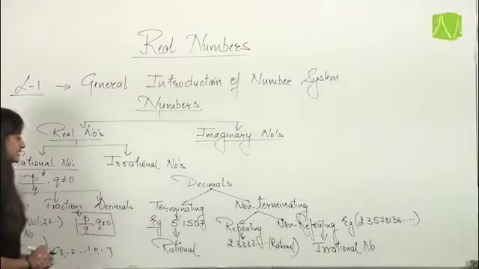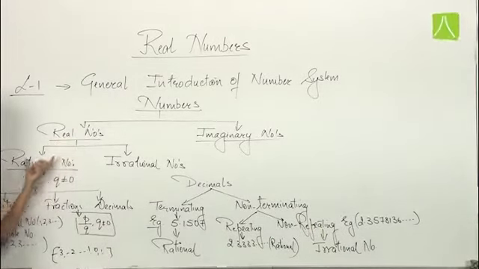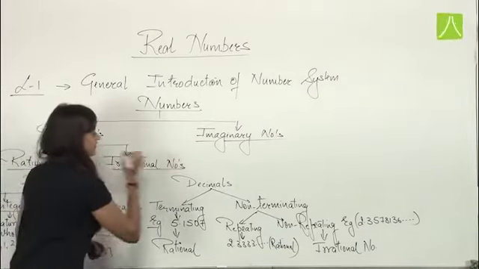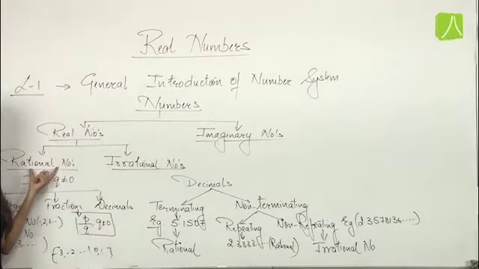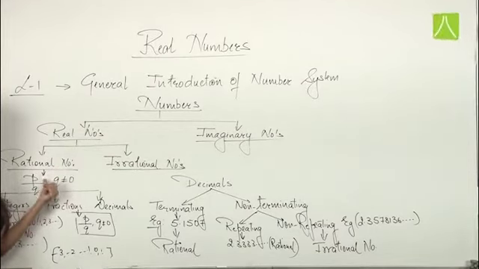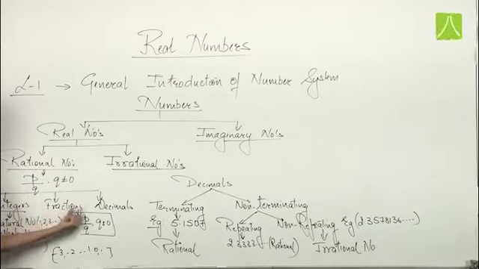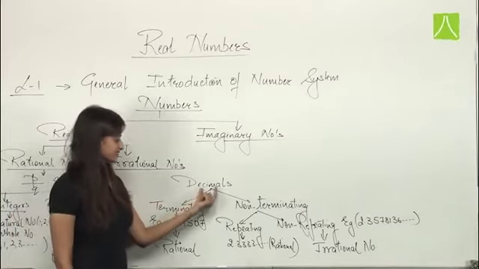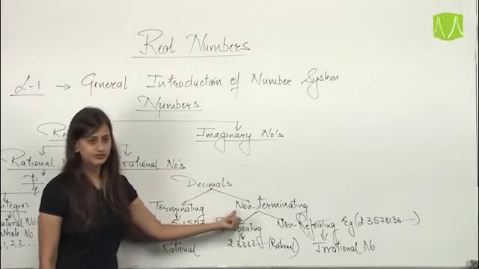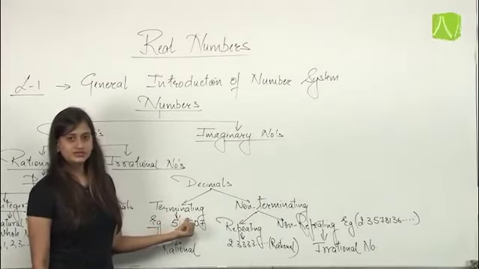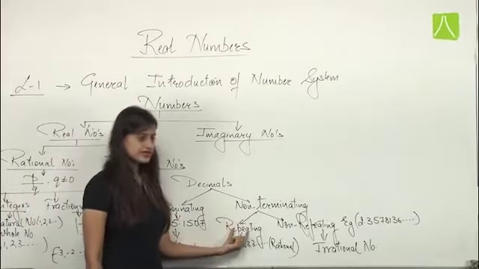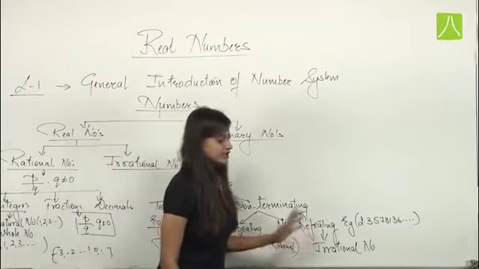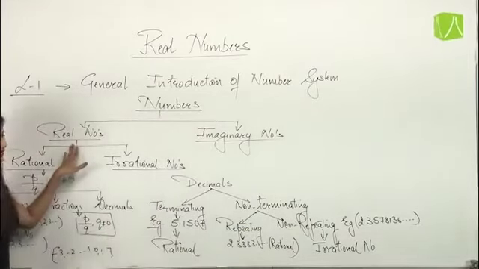So what we read in this: real numbers are generally classified as rational and irrational. Rational numbers can be represented in the form of p by q, where q is not equal to 0, and p and q are integers. We classify rational numbers as integers, fractions and decimals. Integers include natural numbers and whole numbers. Fractions can be presented in the form of p by q. Decimals are classified as terminating and non-terminating. All terminating numbers are rational, and non-terminating repeating are rational. Non-terminating, non-repeating are irrational. This we read about real numbers.